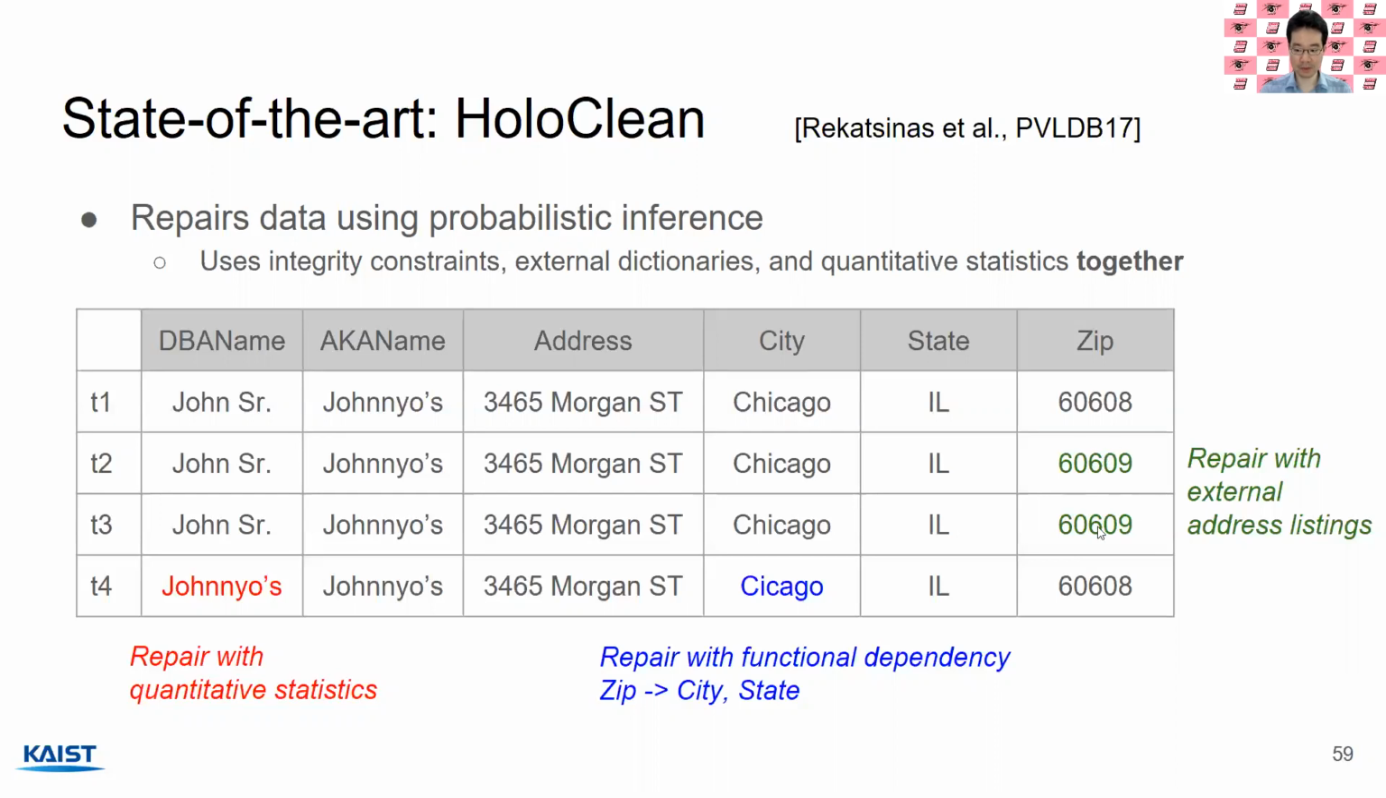Finally, you have these zip codes here in the middle, right? These are apparently invalid zip codes, and they can be repaired with external address listings. So the main point here is that there can be various data errors, and so there's no one technique that fixes them all. You need to employ multiple solutions altogether and in a probabilistic fashion so that most of them are satisfied as much as possible.